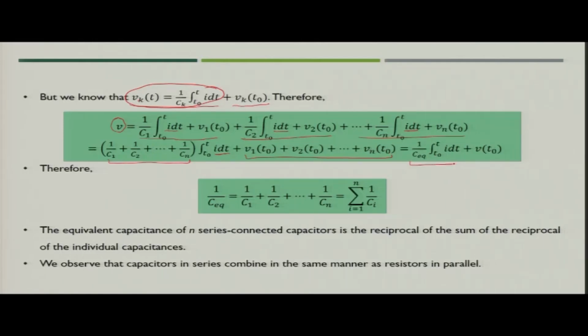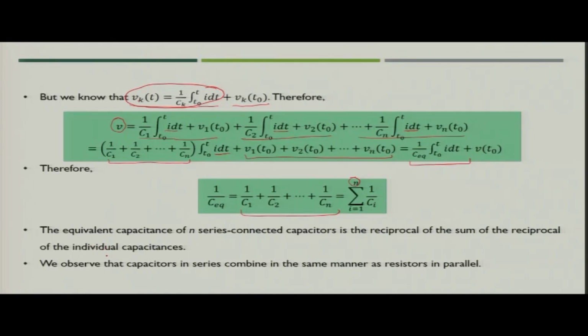So, what you can write? You can write 1 upon C equivalent, t naught to t, i dt plus V t naught. Now, if you compare these two, you will easily conclude that 1 upon C equivalent is nothing but the summation of the reciprocal of individual capacitances. So, you can simply write 1 upon C equivalent is nothing but summation of 1 upon Ci, and i varies from 1 to n, that is the number of capacitors connected in series.